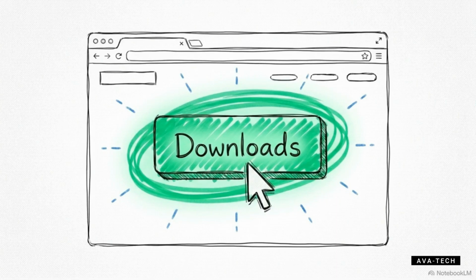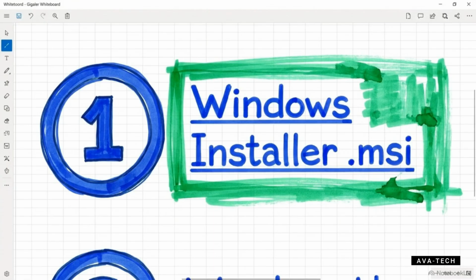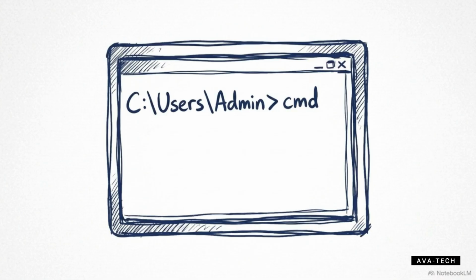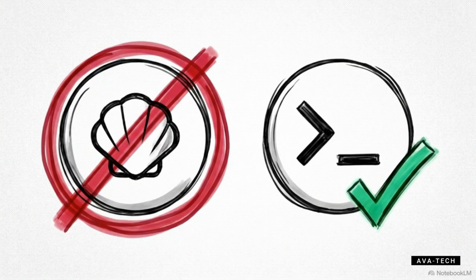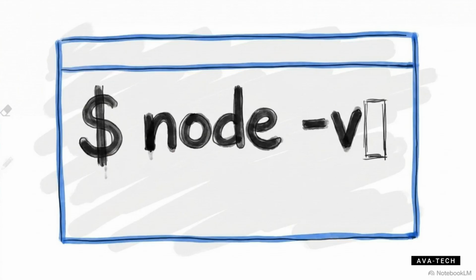Go to nodejs.org, navigate to the Downloads page, scroll down, and click the Windows Installer .msi. The default installation settings are exactly what you need. Once that's installed, press your Windows key and type cmd to open the standard command prompt. Use exactly that. Do not use PowerShell. There are slight environment differences that will trip up the setup. In that black terminal window, type node -v and hit enter to check your version number.